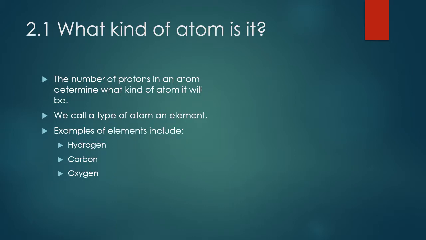So first off, the number of protons in an atom will determine what kind of atom it will be. You can change the number of electrons or neutrons and it will change the properties a little bit, but the number of protons is what determines what kind of atom it will be. And we call a type of atom an element. Examples of elements include hydrogen, carbon, and oxygen. Each of these elements has a different number of protons.